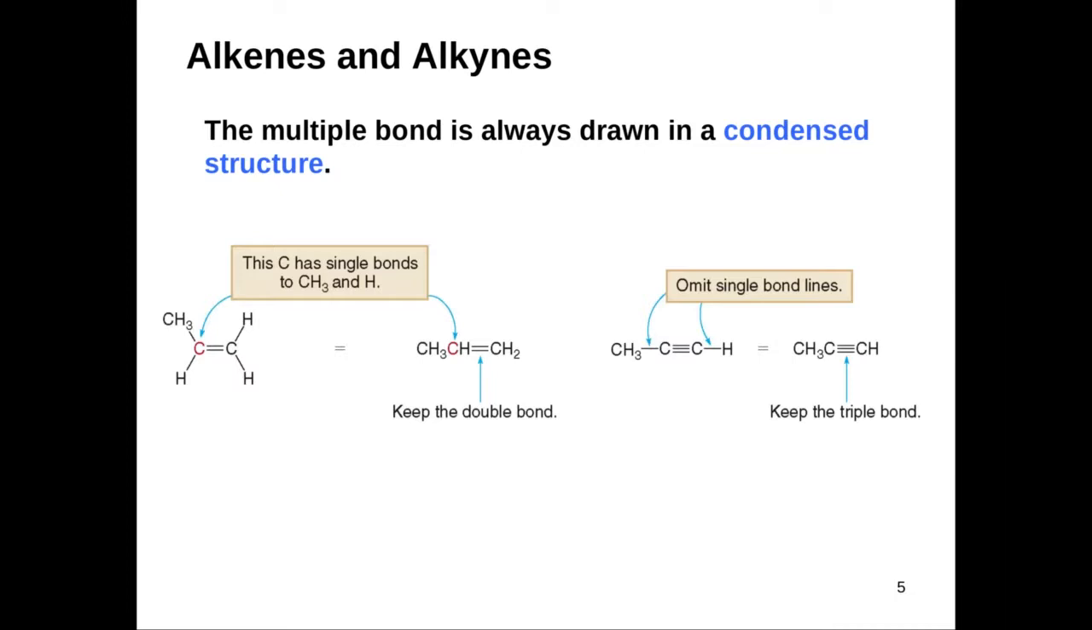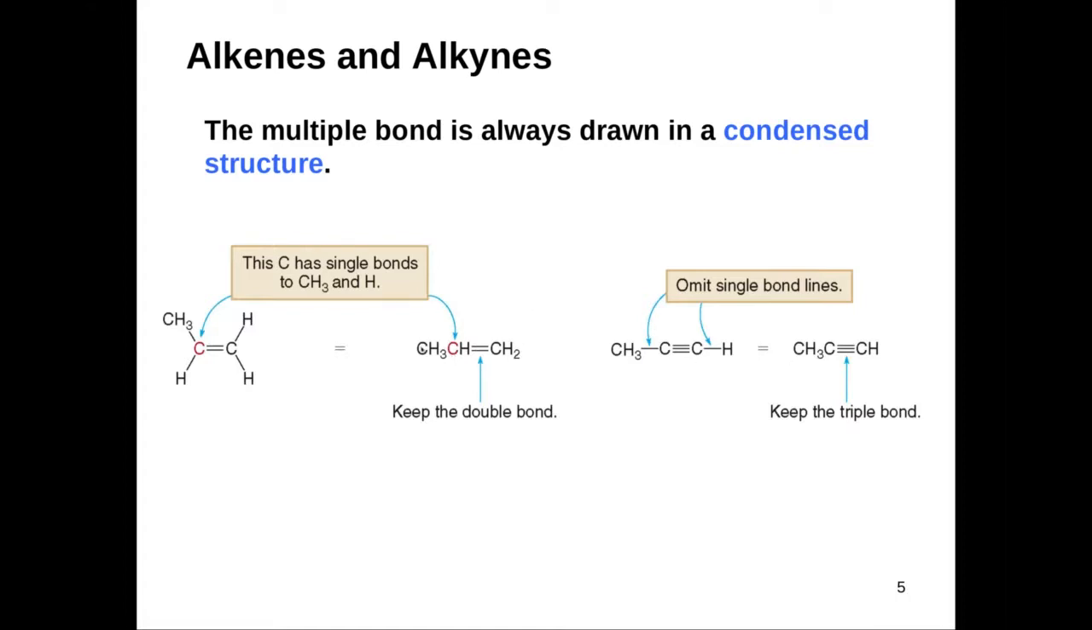Now we can draw these, but we always need to make sure when we're drawing an alkene and an alkyne that we have the multiple bonds. They're always drawn in our condensed structure. So if we have something that resembles ethylene, we have to draw this like this, so CH3, CH, and then a double bond. Now it looks like the double bond is between the carbon and the hydrogen here, but it's just accepted that it's between the carbon and carbon, just as a note.